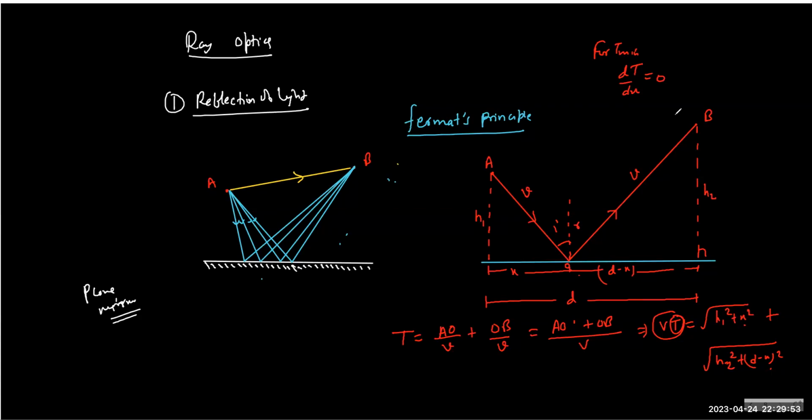X by under root h1 square plus x square is equal to D minus X upon under root h2 square plus D minus X whole square. And if you look carefully, this gives you sin I equals sin R. Sin I is this upon this. Yes.